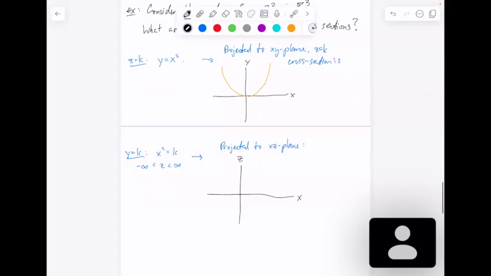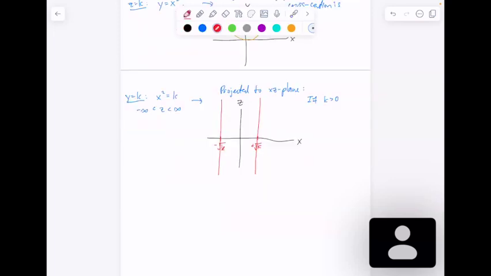So what you have on the xz plane is the following. You have x and z here. And for every fixed k, let's say if k is greater than 0, you have minus root k and plus root k, and you have these vertical lines here, right? Where x must be equal to minus root k or plus root k, and there's absolutely no restriction on what z is. All right, so let me try and put these two cross sections together and answer your question, what this looks like in R3.